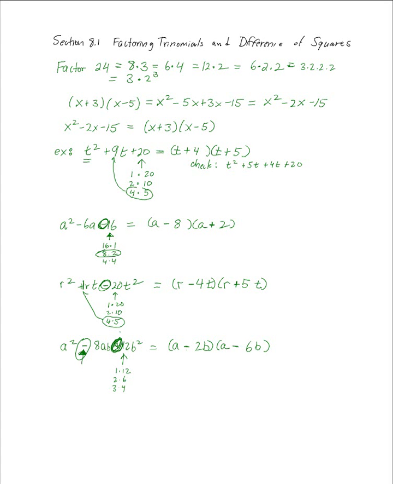And again, this one I am going to FOIL out because I just want to show you how these signs work out here. This would give me a squared minus 6ab minus 2ab, and then minus 2 times minus 6 would be plus 12b squared. So notice that these two do give me the negative 8 in the middle.